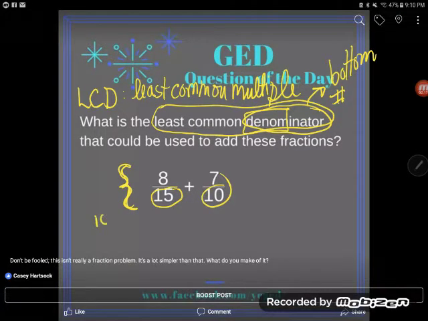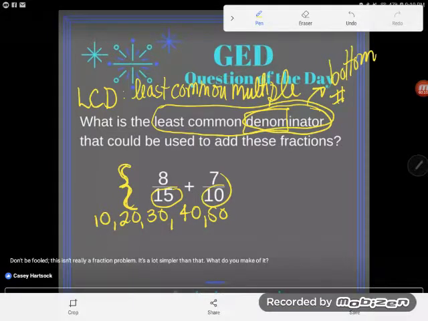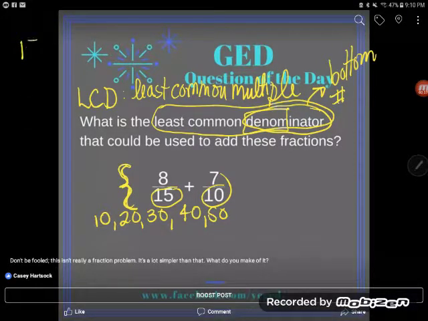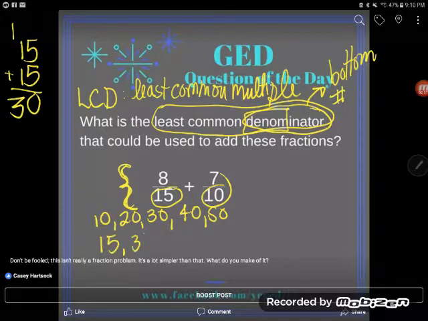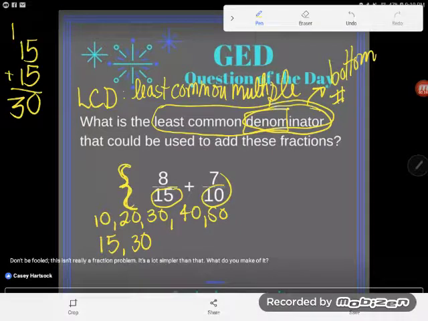So all I got to do is count by tens, 10, 20, 30, 40, and count by 15s. So that one might be a little harder. So maybe you don't know your 15s. So if you don't know them, just repeatedly add 15. So 15 plus 15, 5 plus 5 is 10, carry a 1. That's 30. So I get 15, 30, and there is no reason to go any further.